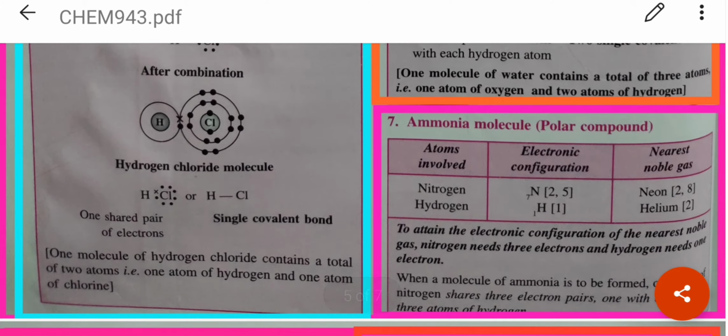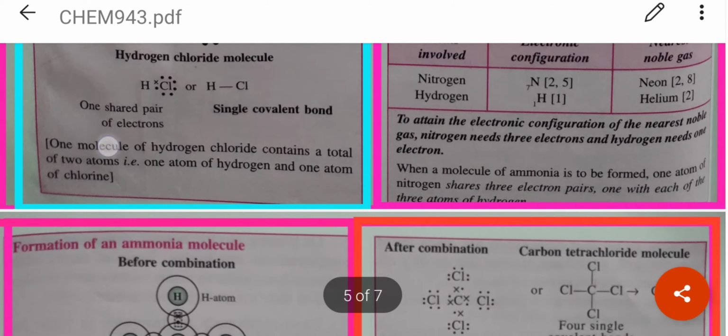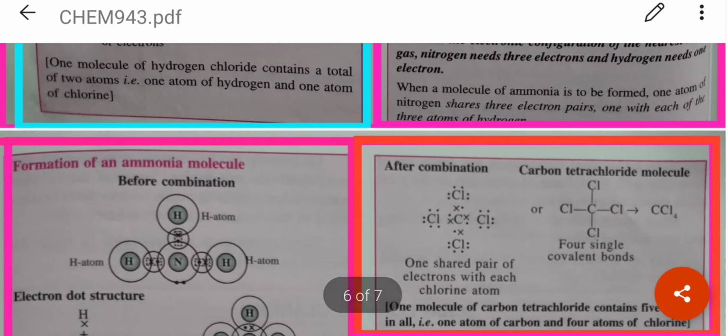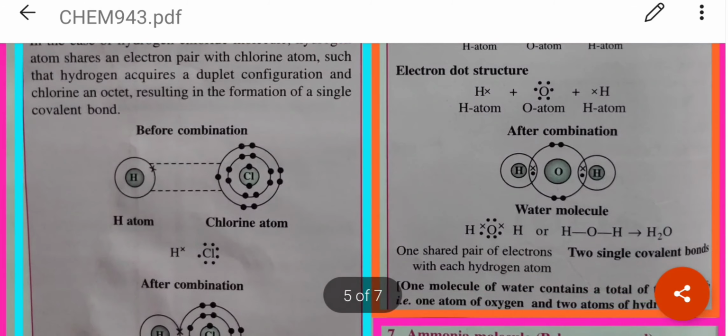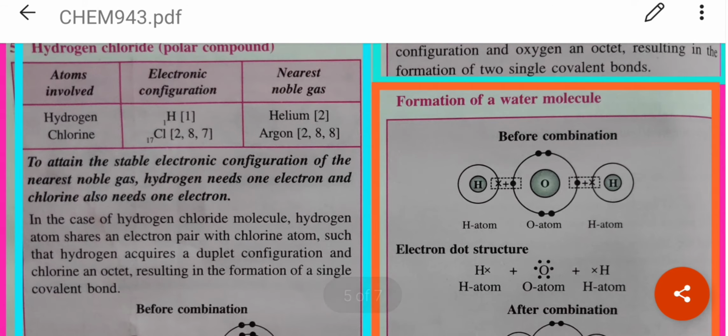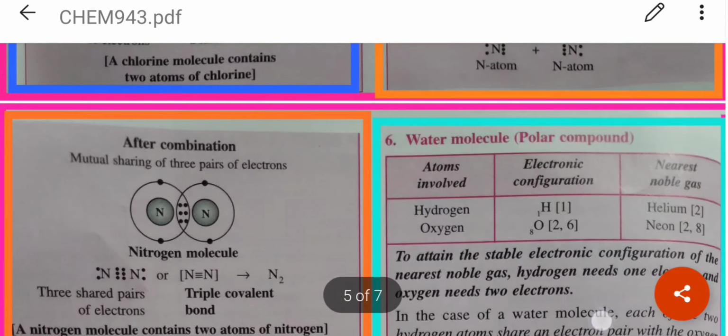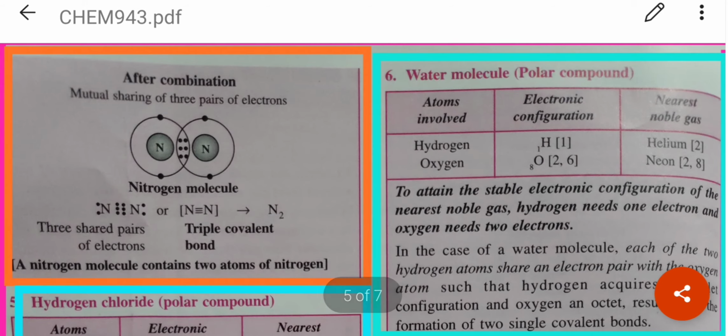You can see here, now both of them have stable electronic configuration. But what is the difference? Hydrogen has duplet configuration of 2 valence electrons and chlorine has octet configuration of 8 valence electrons. Next, let us move to the formation of water molecule, which is also a polar compound.